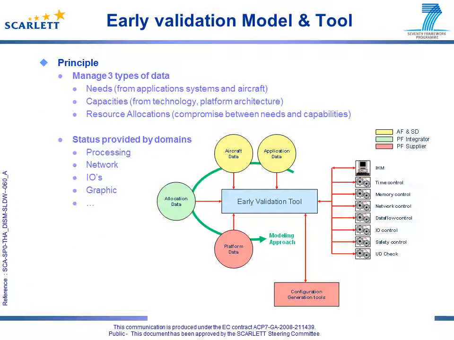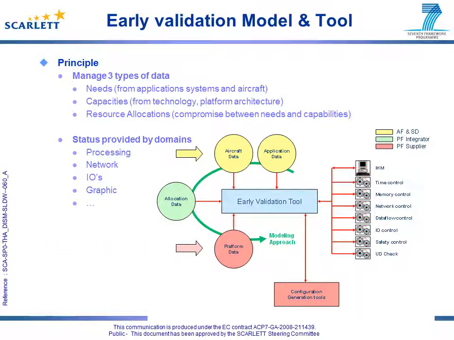Let's now have a look at the general principle of early validation. EVT manages 3 separate types of data. Functional needs, coming from either applications, for example processing and memory needs, or system or aircraft communications between functions.